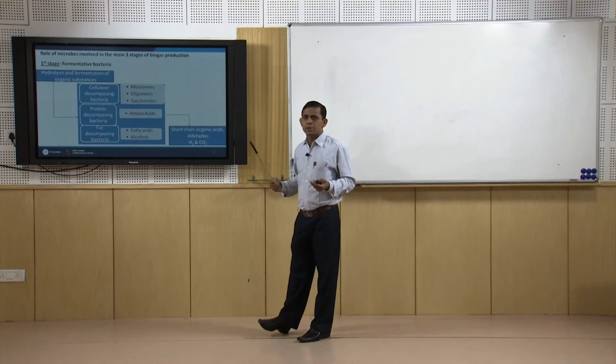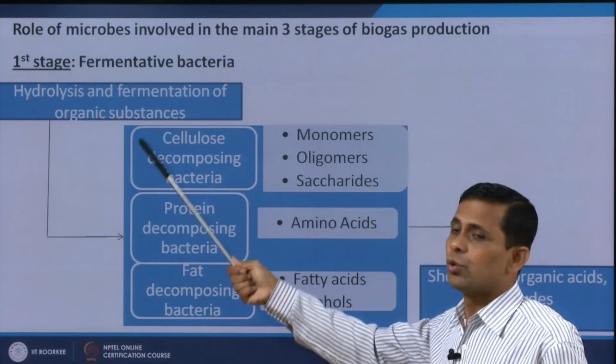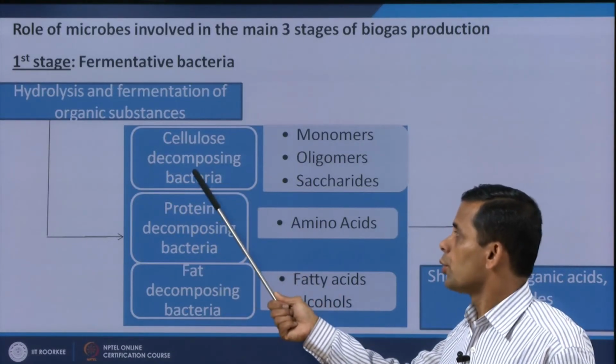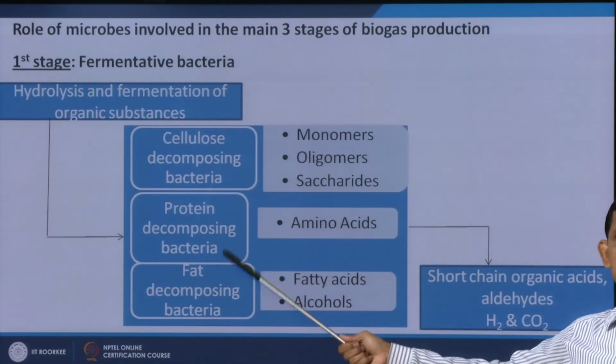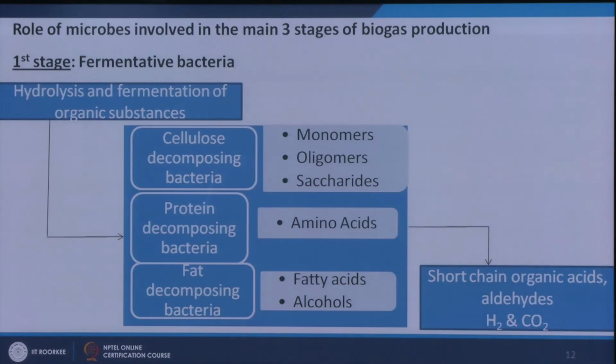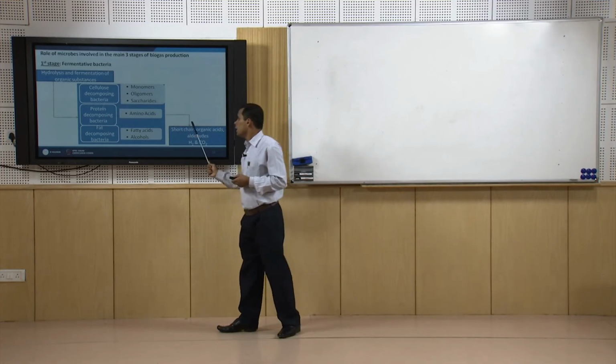So, what type of work do these microbes do? In the first step, the fermentative bacteria work on cellulose; there may be cellulose decomposing bacteria, protein decomposing bacteria, and fat decomposing bacteria. They decompose the cellulose, forming monomers, oligomers and saccharides. The protein decomposing bacteria form amino acids, and fat decomposing bacteria form fatty acids and alcohol, and all those compounds in the later stage are converted to short chain organic acids, aldehydes, hydrogen and CO2. So, this is the fermentative step including acidogenic bacteria.